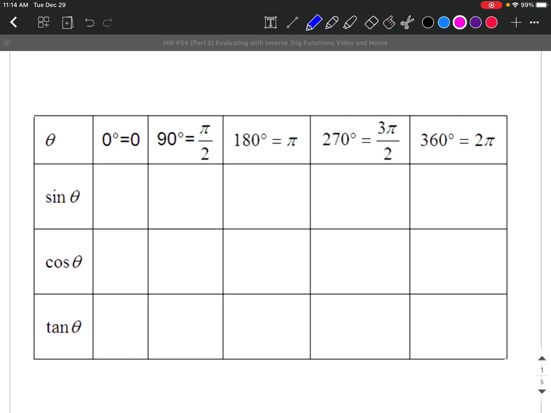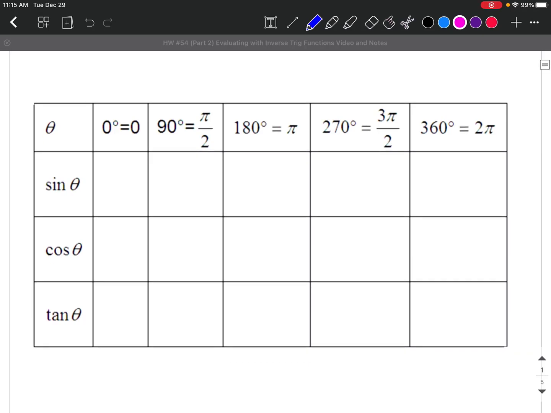Hi guys. So today we're going to look at evaluating with inverse trig functions. So we're going to look at finding actual values using the inverse trig functions. In order to do that, you first need to know the trig values of your special angles. If you don't already know those, you need to have those down, or at least have your chart there and ready to go.